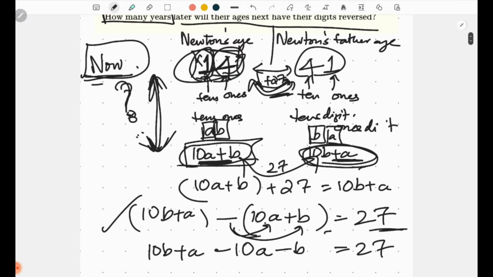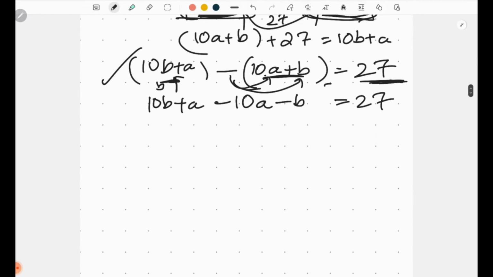So this age and this age of Newton and his father, the difference between these would be 27. But I'll write the bigger age first and the smaller age next because this difference is positive, right? So bigger age is of Newton's father. So 10B plus A minus of 10A plus B is equal to 27. So opening up the brackets, we get this. Now what? 10B minus B, that's going to be 9B. A minus 10A, that's going to be 9A. This is going to be 27.